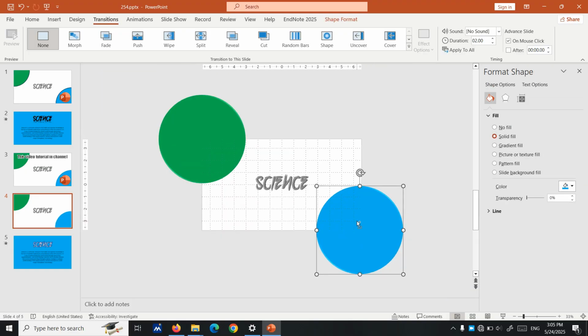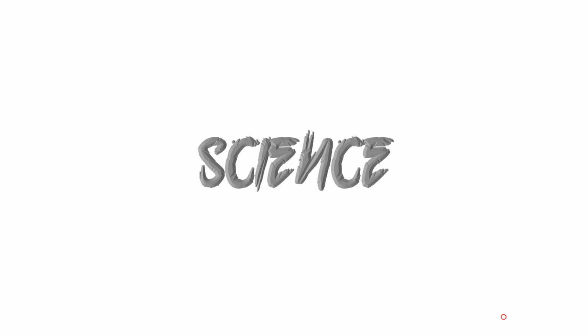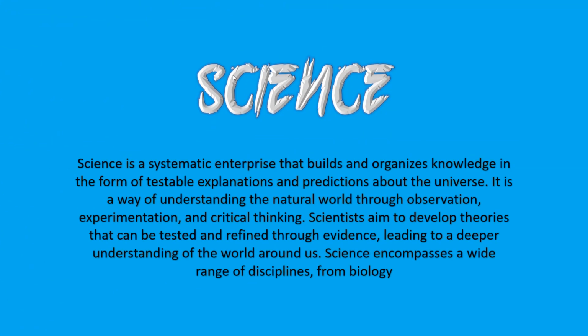You can also bring these circles out if you don't like to give some kind of dislike transitions.